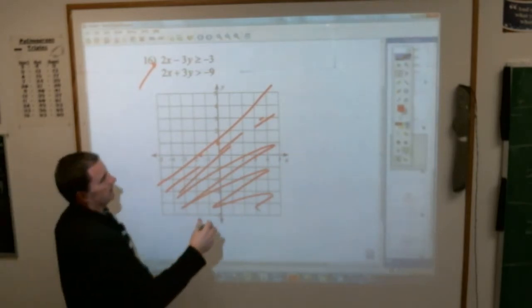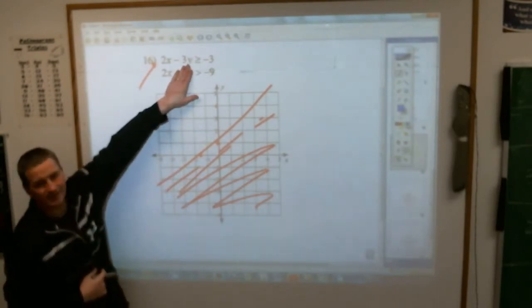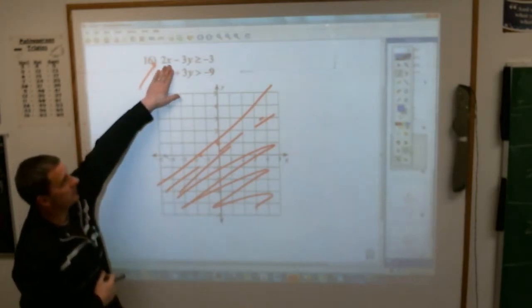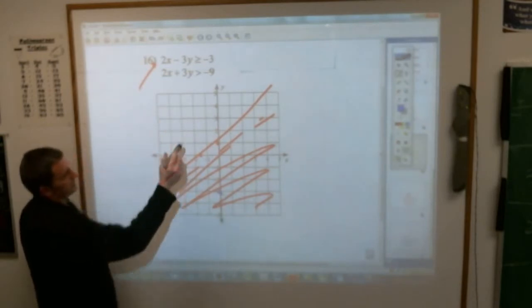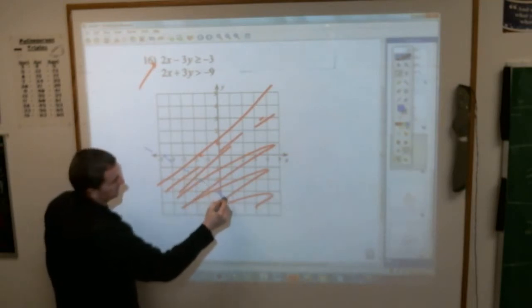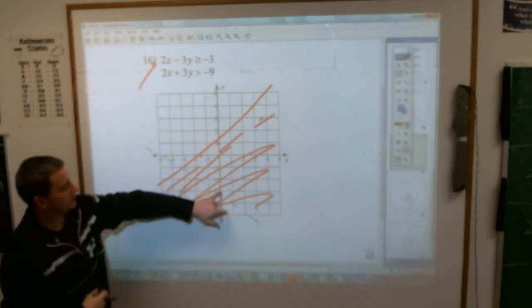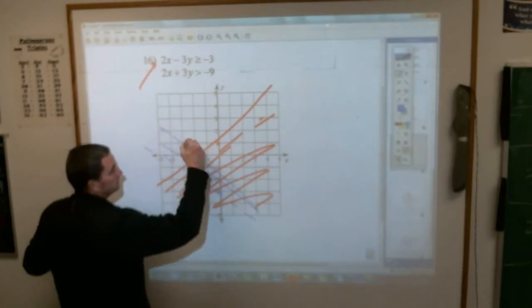For the second one, kind of the same thing is true. We're just going to do some estimating here. If 2x equals negative 9, x equals negative 4.5. So here's negative 4.5. 0 in for x, y equals negative 3. It is not equal to, so you're going to do the dash line bit. And it says to shade the greater than side of the y-axis, so I'm going to shade everything from here on up. So it's going to look like this.